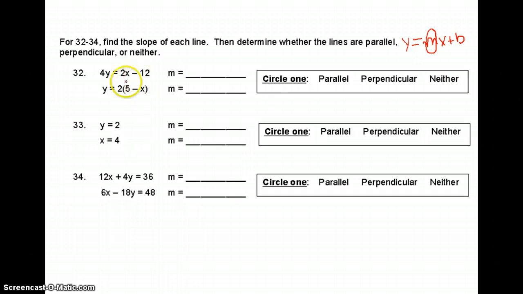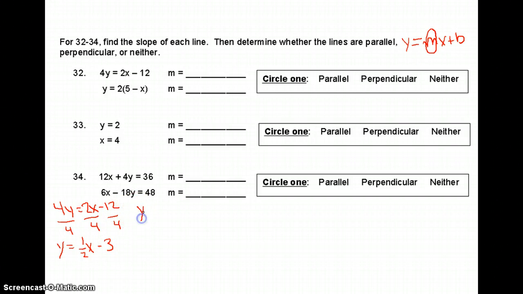So let's look at this first one. This first one is not in slope-intercept form, so we have to make it slope-intercept. So I'm going to bring this down here. I'm going to do 4y equals 2x minus 12. To get y by itself, I'm going to divide by 4, divide by 4, divide by 4. 4y divided by 4 is y. 2 over 4x is the same as 1 over 2x. Minus 12 divided by 4, which is minus 3. That's the first equation, slope-intercept.